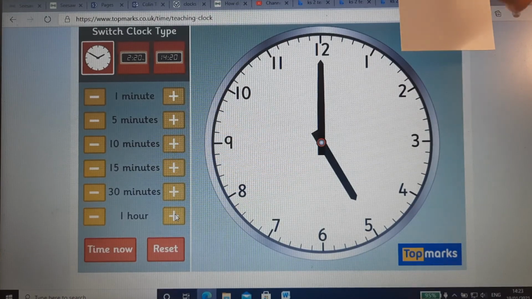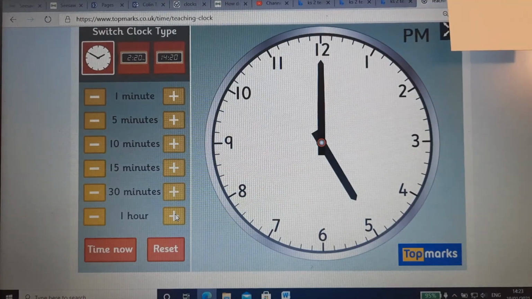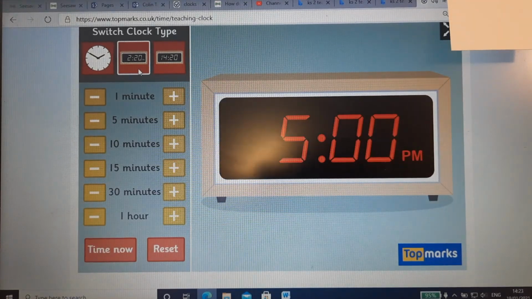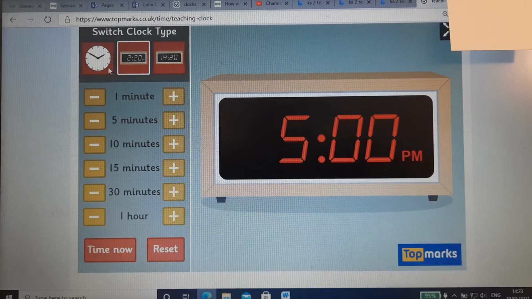Okay, so if you were writing 5 in the afternoon, it would be 5 PM. And what would that look like as a digital time? It would be just like that. Let's see if we can get ready for the next one.